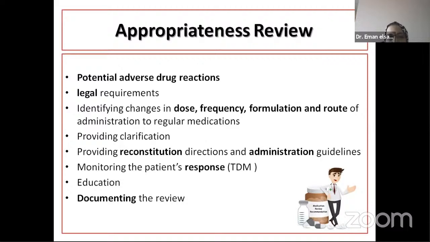Now, let's talk about the important role that should be played by the clinical pharmacist or pharmacist in appropriateness review. Now we know the steps that should be done with each medication added to the patient profile. What is the role? At least this is some of the role, not all. If there is any potential adverse drug reaction, it should be identified, detected, monitored, and documented. If there is any legal requirement, it should be monitored also and clarified, like in the case of narcotic or controlled medications.